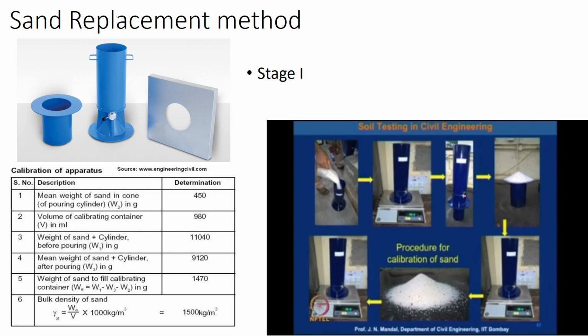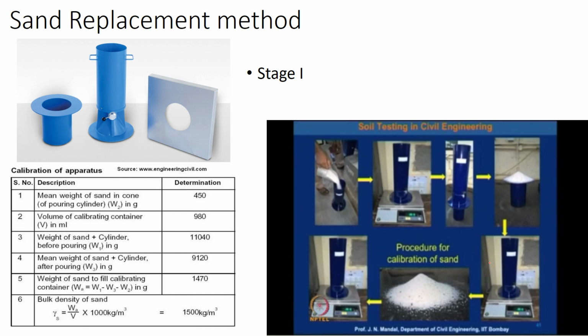And once you see that there is no movement of the sand grains, you close the shutter and remove it. You can see that this is the way the sand will be filled. Why? Because you have a conical portion here. This conical portion will be formed at the top. Then you measure the weight of the cylinder.